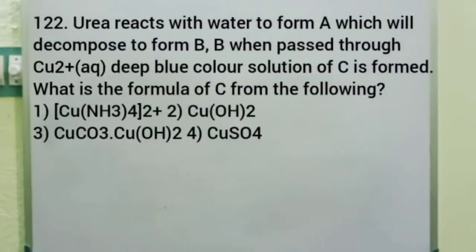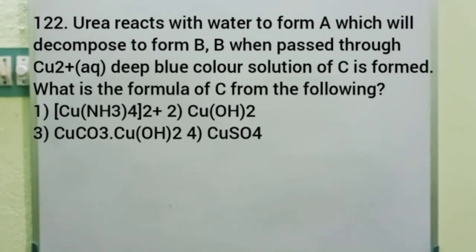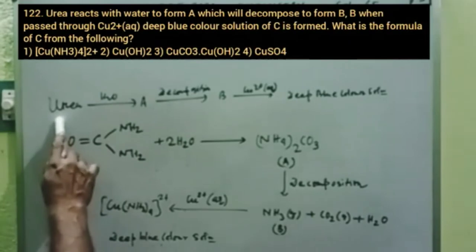Question number 122. Urea reacts with water to form A, which will decompose to form B. B when passed through Cu2+ aqueous deep blue color solution, C is formed. What is the formula of C from the following? Option 1, [Cu(NH3)4]2+. Option 2, Cu(OH)2. Option 3, CuCO3·Cu(OH)2. And option 4, CuSO4.